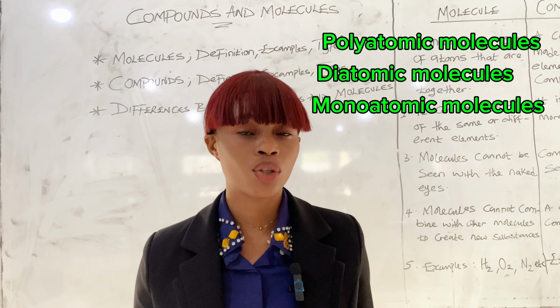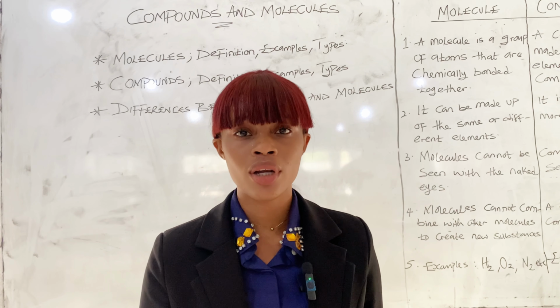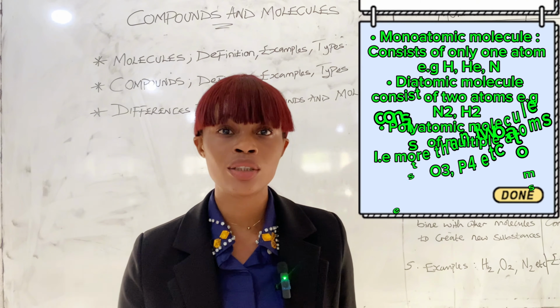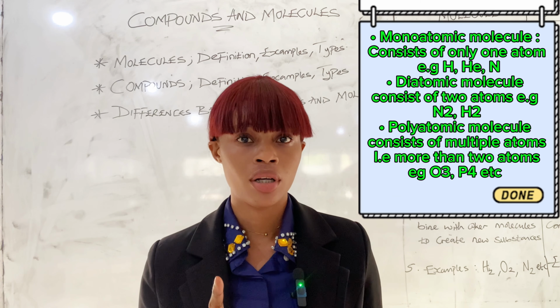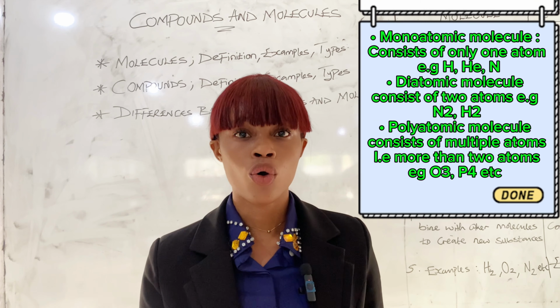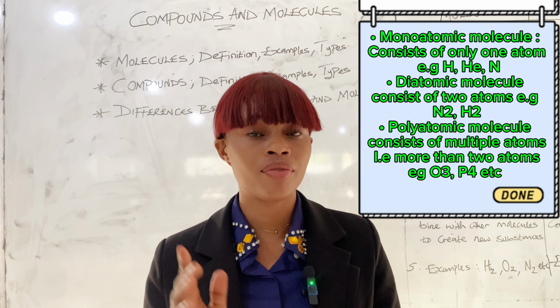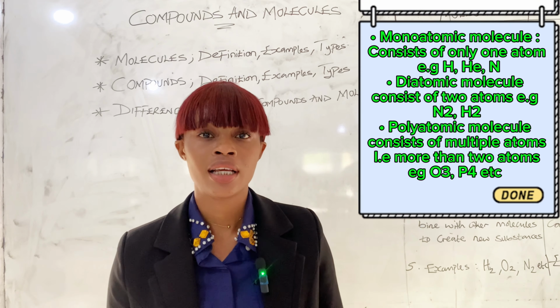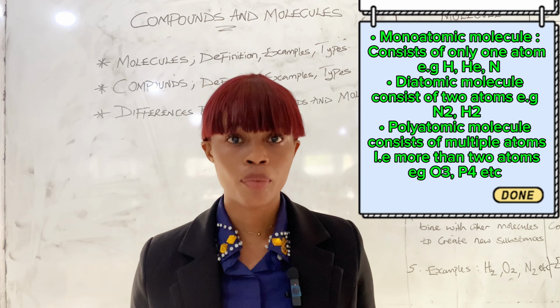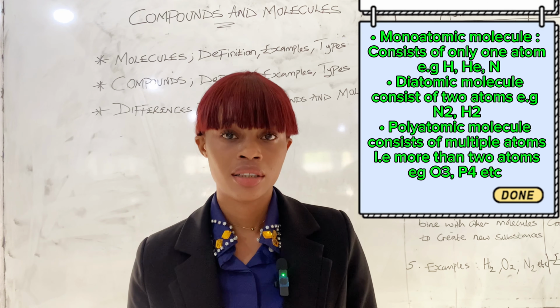So what are monoatomic molecules? A monoatomic molecule is a molecule consisting of only one type of atom. An example of this is hydrogen, helium, chlorine, etc.